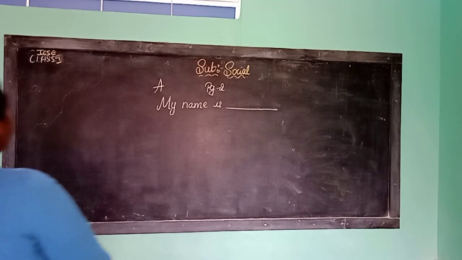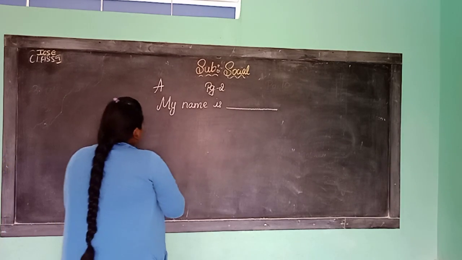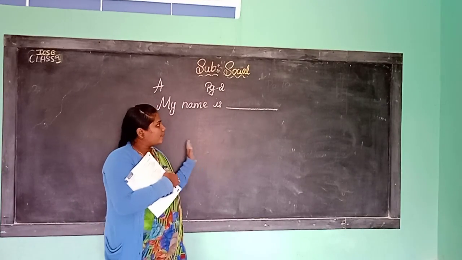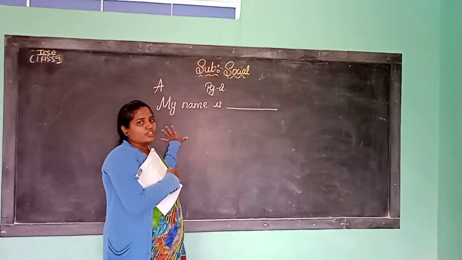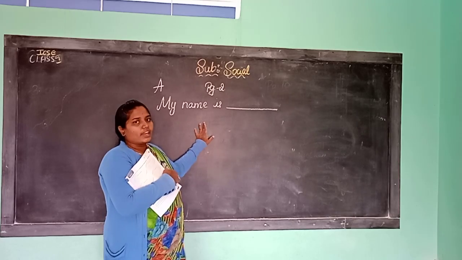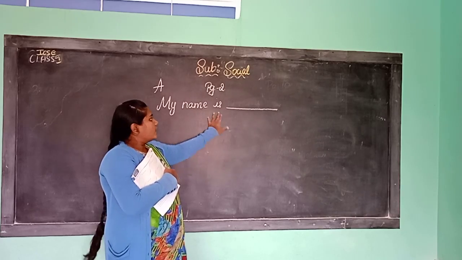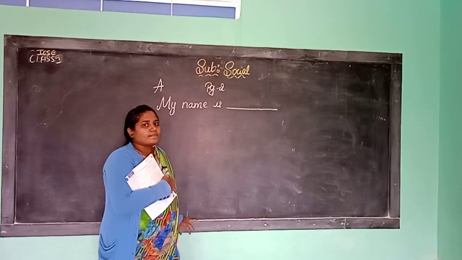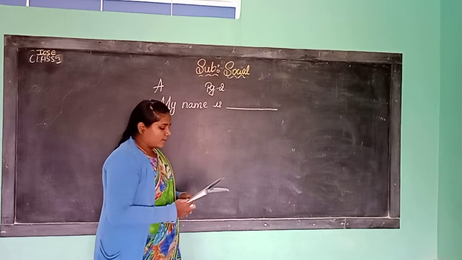Finish writing your name. If you don't know your spelling, take the help of your parents. Parents help to know the name and the spelling, so that you know that name with correct spelling. You have to write it, children. So finish writing your name.